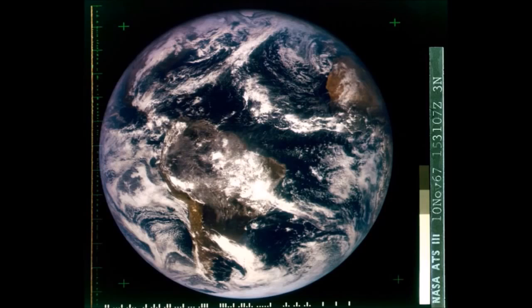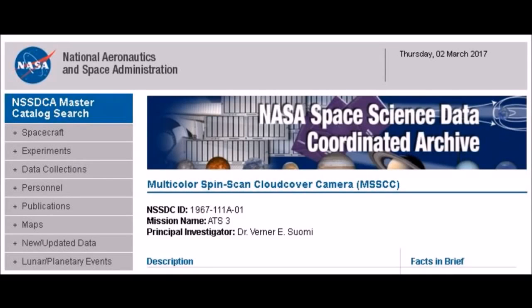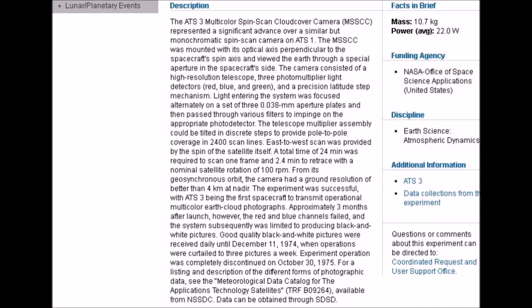Now, about this photo. They claim this photo of Earth was taken November 10th, 1967. And the camera used the spin of the satellite to scan the Earth. 2,400 revolutions of the satellite, spinning at about 2 revolutions per second, were needed to produce one complete image of Earth.